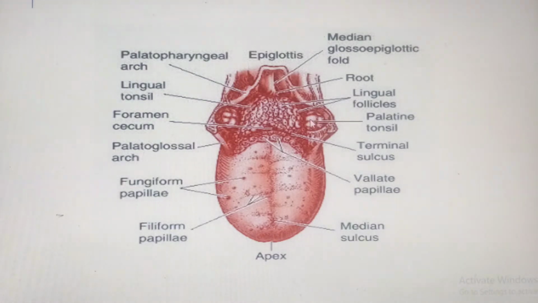palatine tonsil dwells. Okay, and I said in the posterior 1/3 we are going to have this cobblestone-like appearance, giving these mucosal elevations over here, full of lymphatic nodules. Okay, that is what we find.